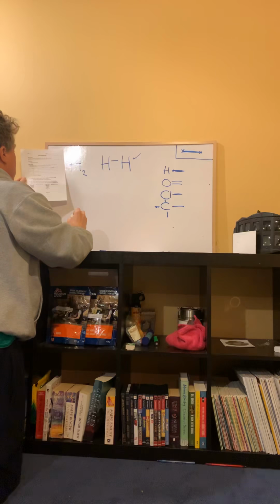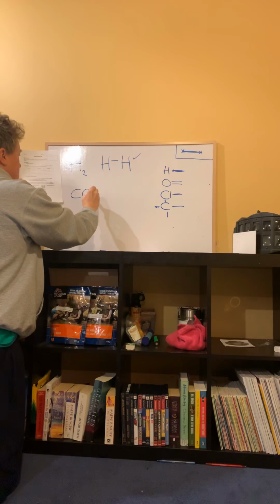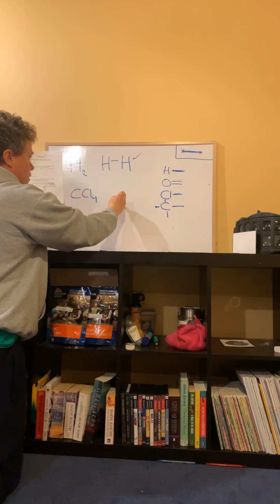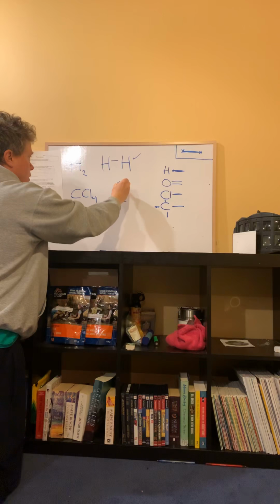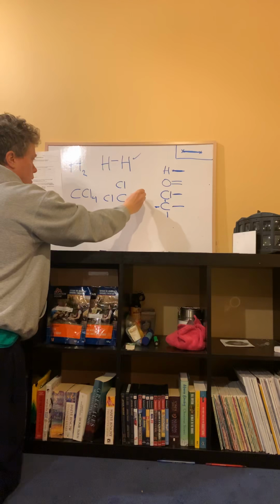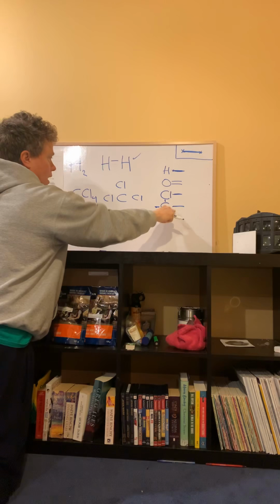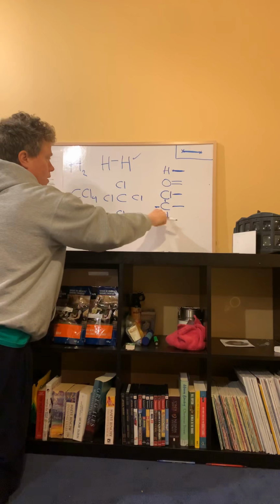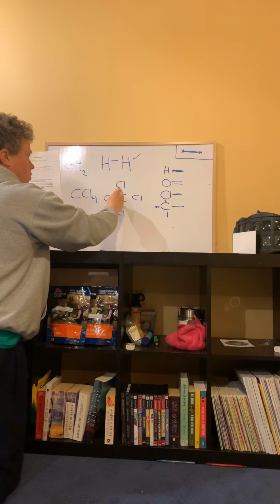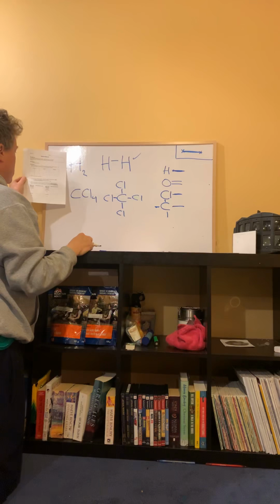Done. Carbon tetrachloride, CCl4. Set it up symmetrically. We know that our carbons have to have a connector all around, and our chlorines only have the 1, so this is a perfect sort of setup like that. That's what you're looking for, okay?